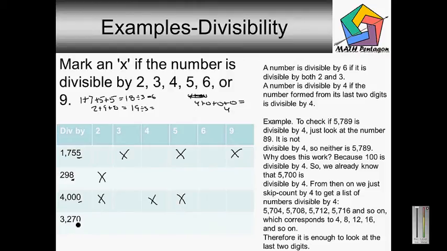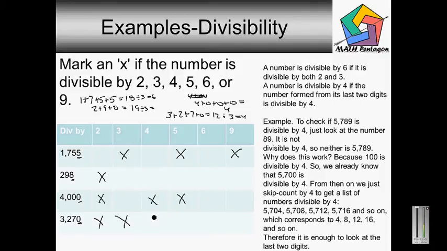Okay, so we go to 3,270. Is it divisible by 2? Yes, because it ends in a 0, so you put an X. Is it divisible by 3? Okay, so let's add 3 plus 2 plus 7 plus 0. 7 plus 2 is 9 plus the 3 is 12. 12 divided by 3 equals 4. So yes, it is divisible by 3.